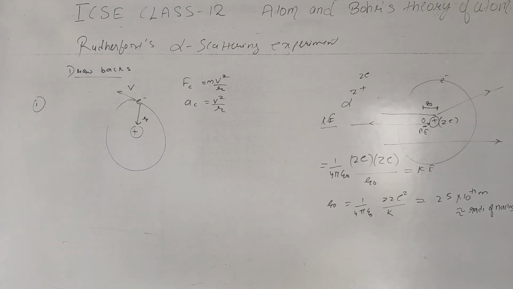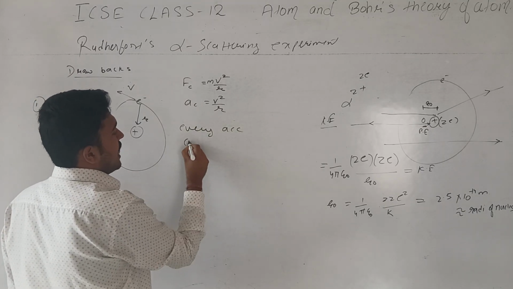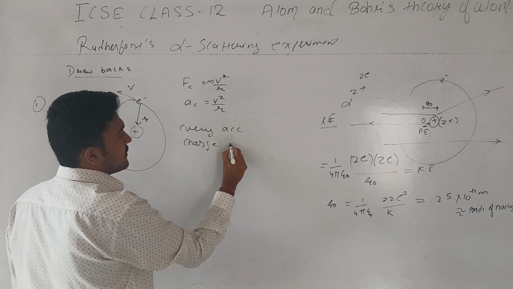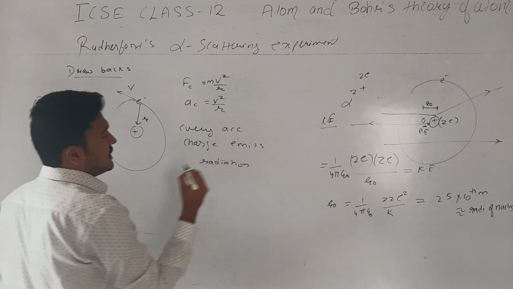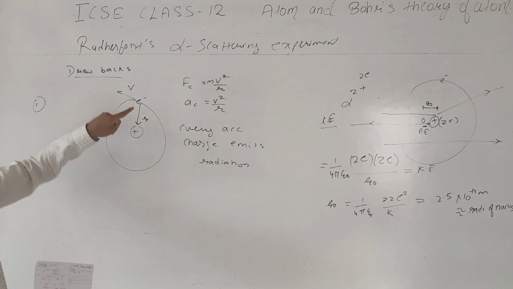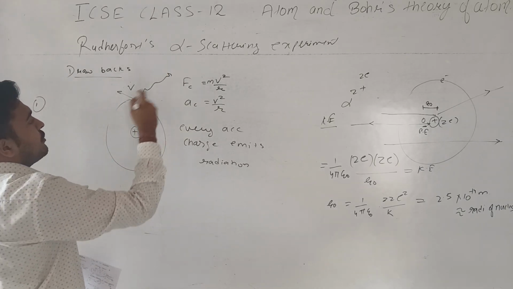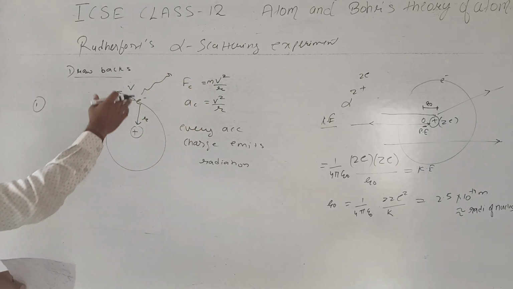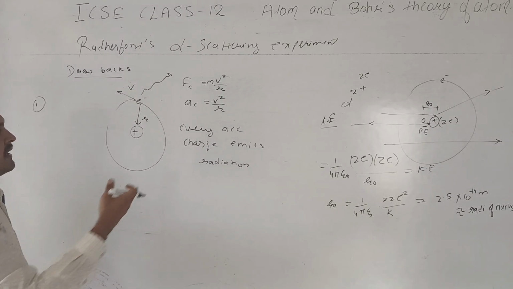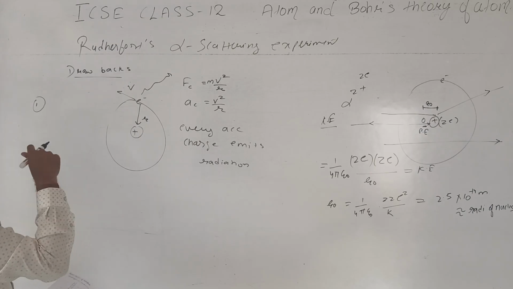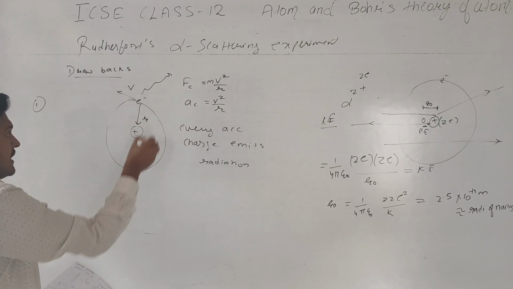But in physics, it is a concept that every accelerated charge emits radiation. So if the electron is revolving with an acceleration, then it must be emitting its energy in the form of radiation. And if it is emitting energy, what will happen? Its energy will decrease, and if the energy is decreasing, its radius will go on decreasing.